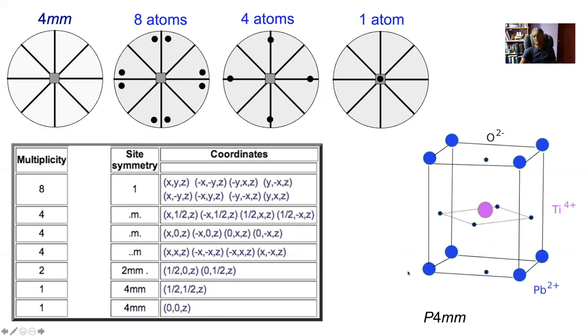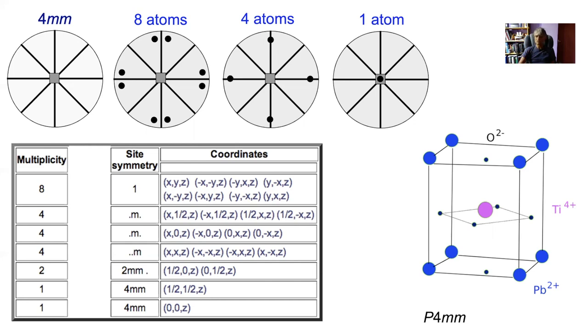Similarly, the titanium, which has a greater coordination of oxygen atoms around it, we would place here, where also the site symmetry is 4 mm, and therefore we have just 1 titanium atom, and similarly for the lead atoms, where the point symmetry is 4 mm. So we convinced ourselves that this is the right structure for lead titanate, and you can use more detailed X-ray diffraction, which also analyzes intensities, to show that indeed these are the atomic positions of the various species.